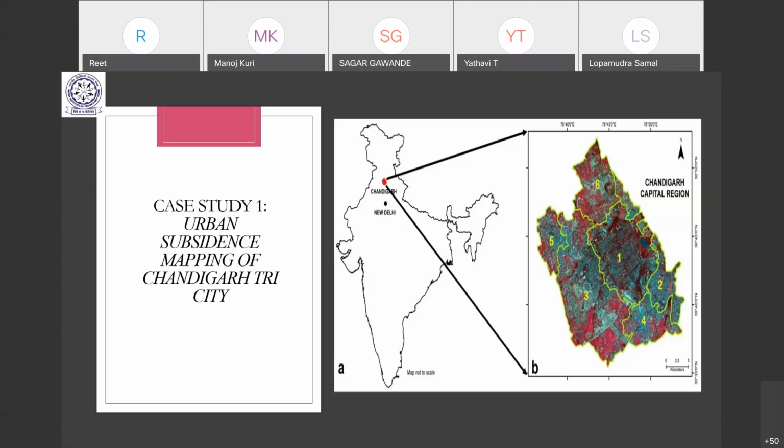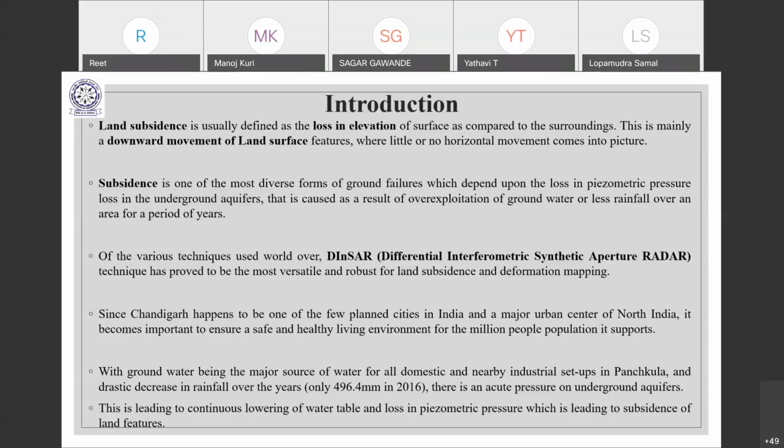So land subsidence is usually defined as a loss in elevation of the surface as compared to the surroundings. This is mainly a downward movement of a land surface feature where little or no horizontal movement comes into play. During volcanism or earthquake, there will be some horizontal movement of the surface also, or a landslide. But in subsidence, there will be no horizontal movement of the surface, only the vertical movement of the surface.